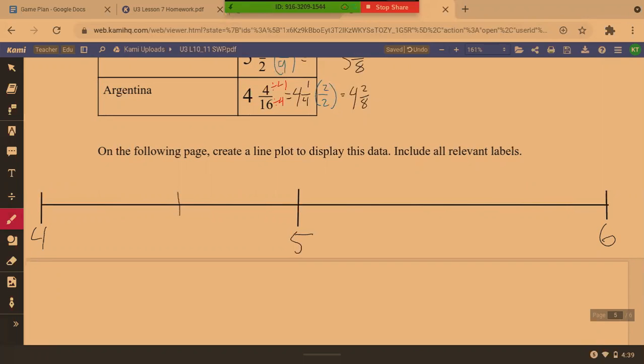So this would be 4.5. But since it's in terms of 8, this is going to be 8 out of 8. So 5, 8 out of 8, which is the same as 6. And then 4, 8 out of 8, which is the same as 5.